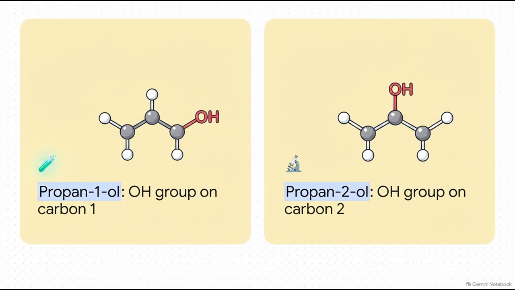But in propan-2-ol, that functional group jumps positions and attaches to the middle carbon, carbon 2. This creates what chemists call steric hindrance. Basically, the functional group is more crowded by the neighboring carbon atoms. This shift in location means these two twins will behave totally differently when exposed to chemical reagents. Same skeleton, new location, totally different behavior.